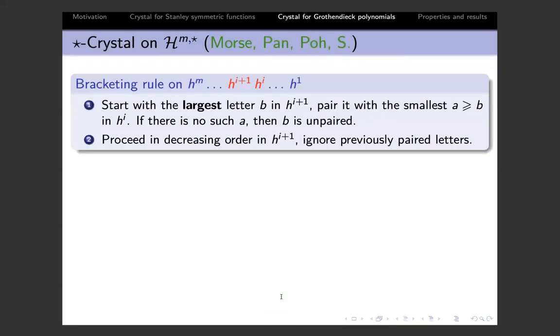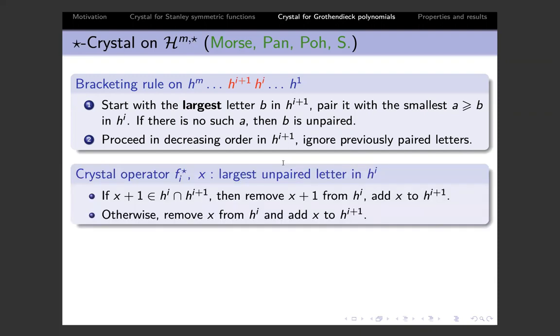Okay, and now I'm going to explain to you how we define a crystal on this. It is very similar to the crystal on the Stanley symmetric functions, except for the bracketing. Instead of pairing something on the left with something in the right factor, remember before we were always pairing something with a letter that's strictly bigger. Now I'm going to allow pairing with something that is equal to that letter. So that's the only difference in the pairing. We look at the largest letter b in the factor H_{i+1}, and we pair it with the smallest letter that is bigger or equal to this letter. And then we proceed as previously for the Stanley symmetric function crystal.